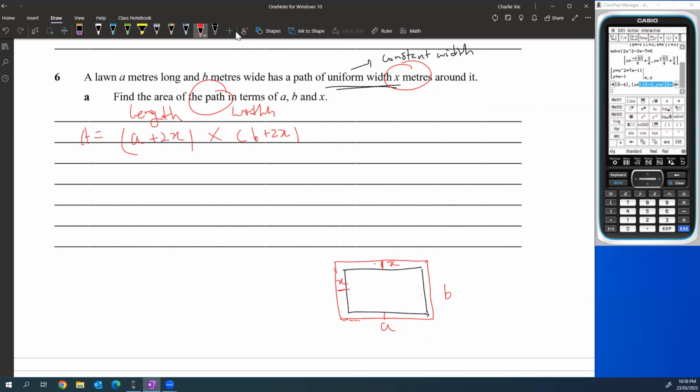All right, area equals that. It didn't ask you to factorize or expand it, okay? So that'll be it. We usually write x in front, 2x plus A and 2x plus B. And you don't have to expand it. It didn't require you to expand it.